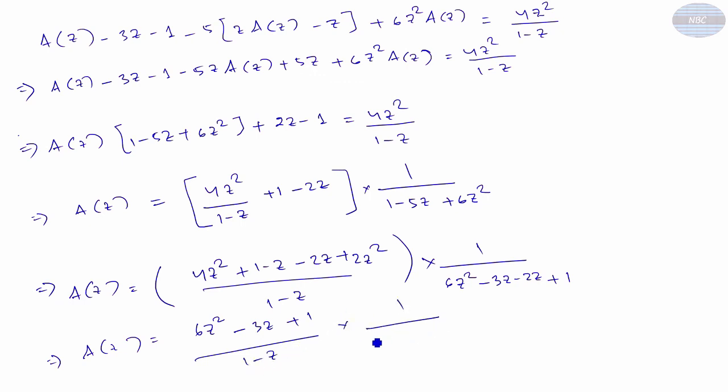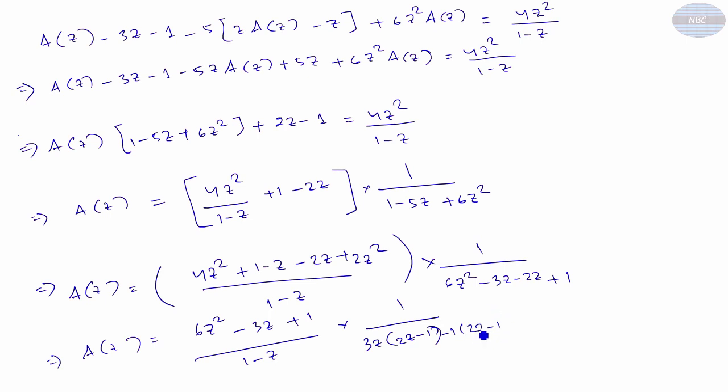Okay, so here we can have 3z taken as common in the first two terms, so we have 2z minus 1, and minus 1 is taken as common in the last two terms, so we have 2z minus 1.